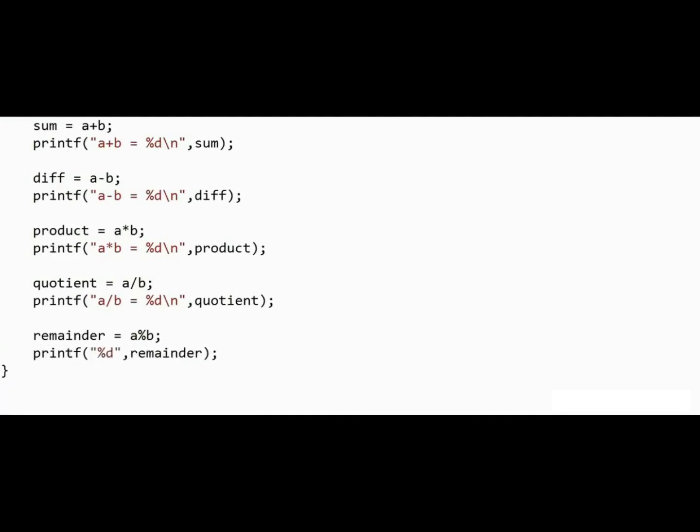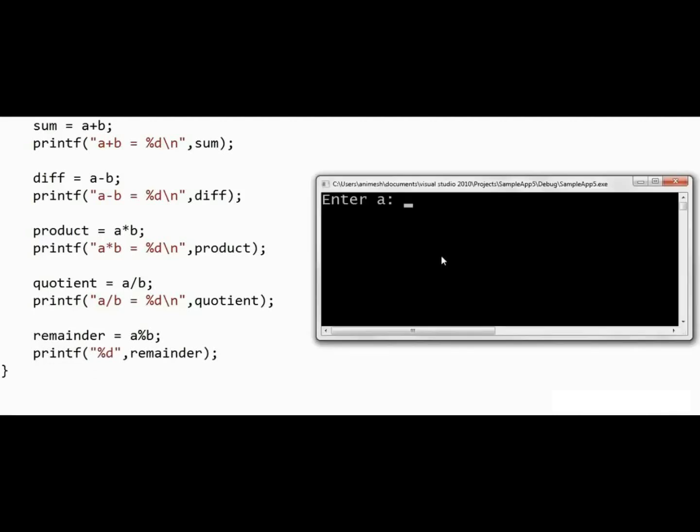I'll just print the remainder. Let's run this program and see what happens now. I'll say a is equal to 9 and b is equal to 2, and this is what I've got. In the last line, I have got 1. If I divide 9 by 2, remainder would be 1. I'm writing the value only. I'm not writing something like a modulo b equal this. Actually, let's just print this like all other lines.